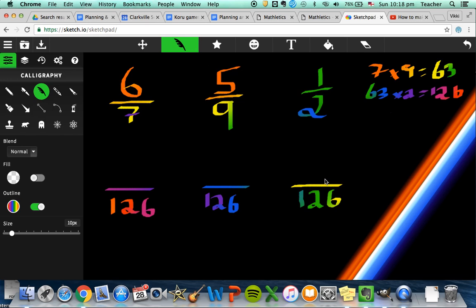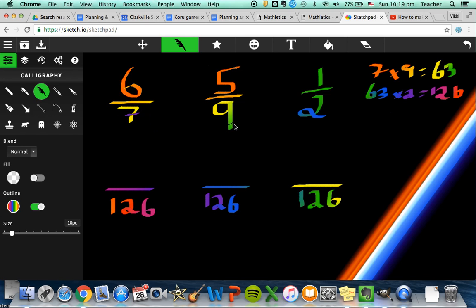Now, fractions are like kids. Whatever you do to the bottom, you have to do to the top, otherwise they just get out of balance and stuff gets real. So in order to know what to multiply this guy by, we have to look at what we multiplied the bottom by. So we did 9 times 2 times 7, which gave us 126.